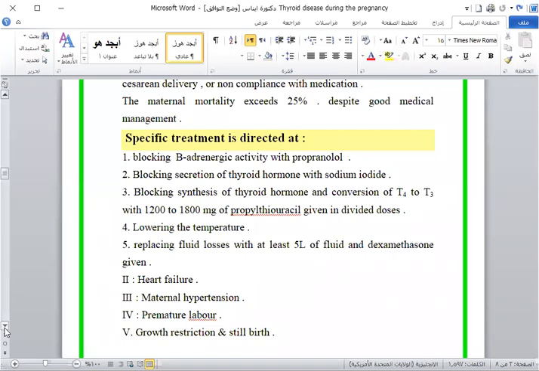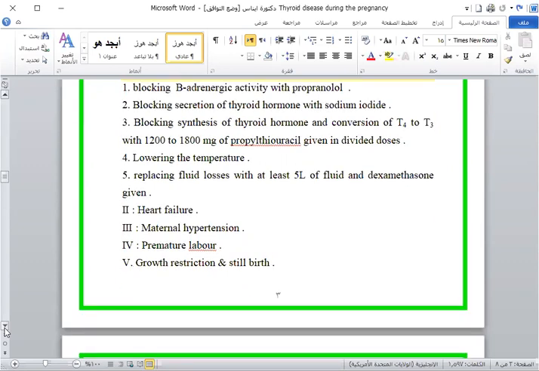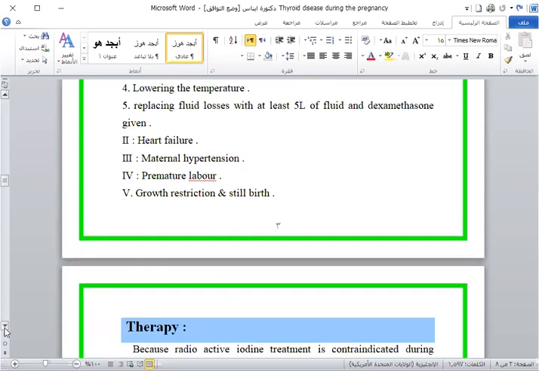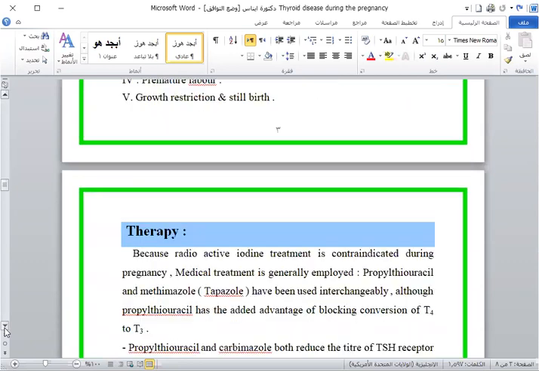maternal hypertension, with increased risk of maternal hypertension in patients with uncontrolled hyperthyroidism, premature labor, and growth restriction, IUGR, or even stillbirth. We end with IUGR. These are the summarized complications of uncontrolled hyperthyroidism.